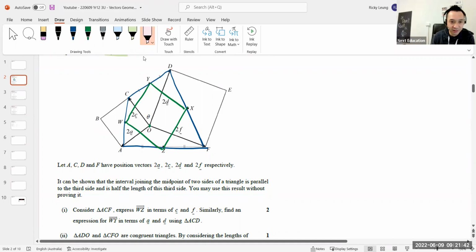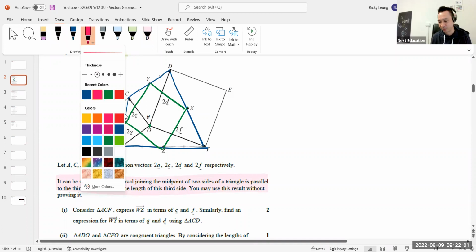It can be shown that the interval joining the midpoints of two sides of a triangle is parallel to the third side and is half the length of the third side. You can use this. Let me highlight that. There's a lot in here, so let me draw you a diagram. It's actually really simple once you draw the diagram.